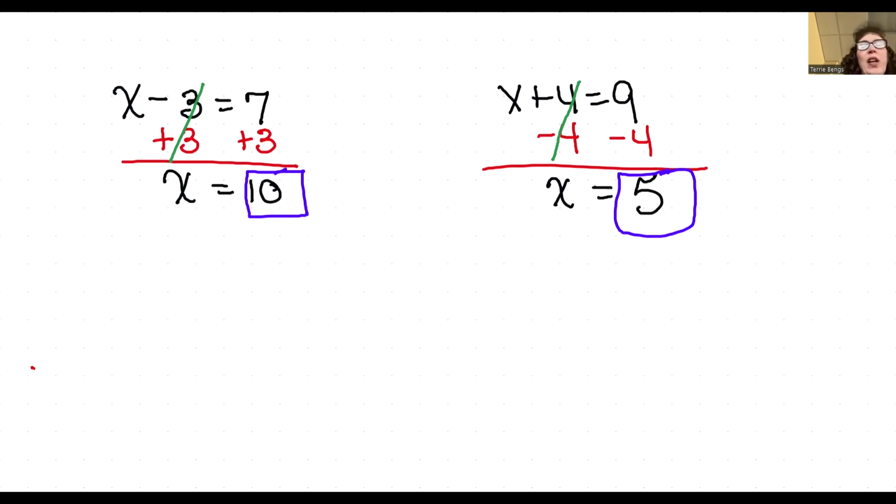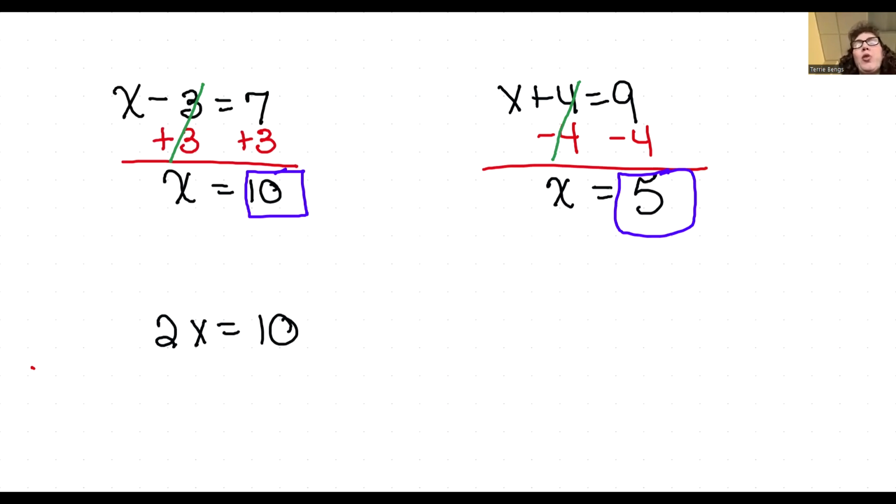All right, so let's try another one here. This time we're going to try 2x equals 10. Okay, so as we're looking at this, we've got to move that 2 from one side to the other, just like we were doing before. But here we don't have a plus or a minus, we just have a 2.